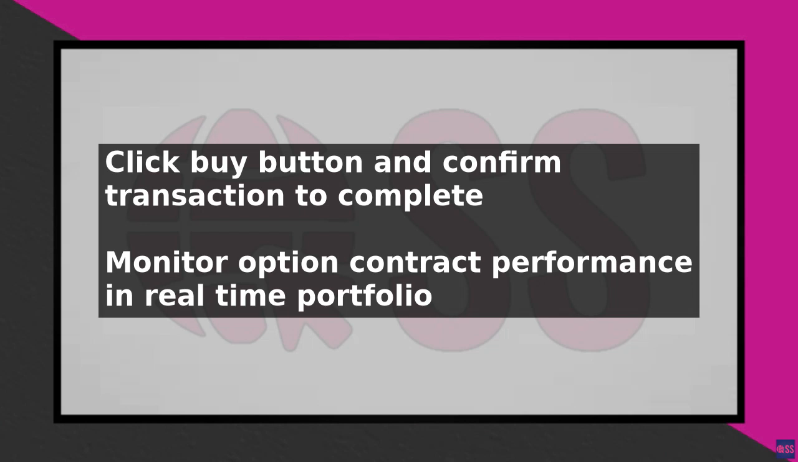In conclusion, buying options in Webull is a straightforward process that requires you to select the stock, choose the type of option, and pick the expiration date and strike price. By following these steps and doing your research, you can start buying options and diversifying your investment portfolio.